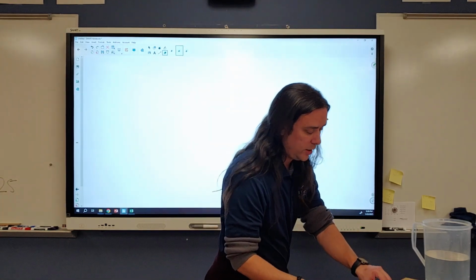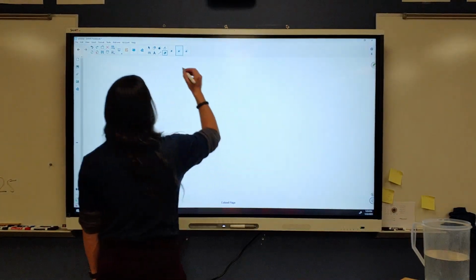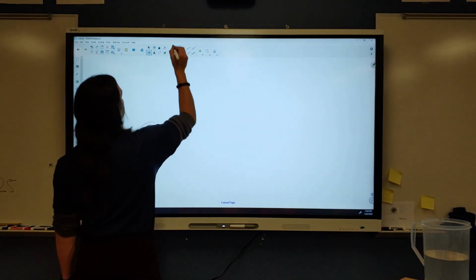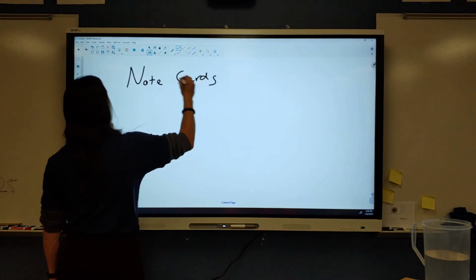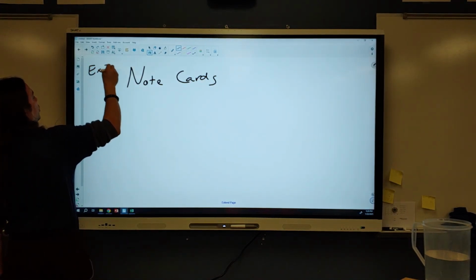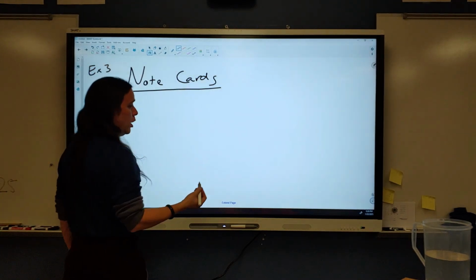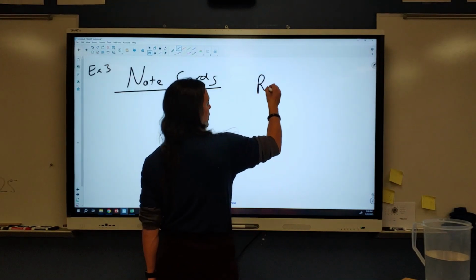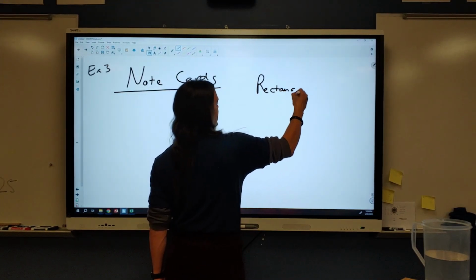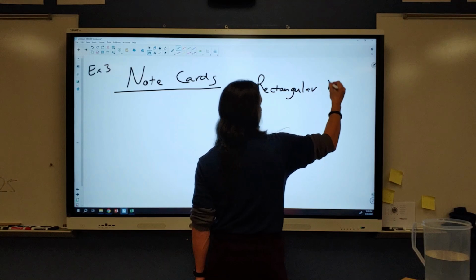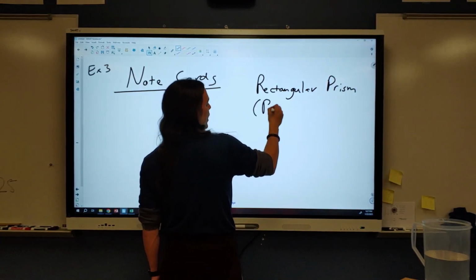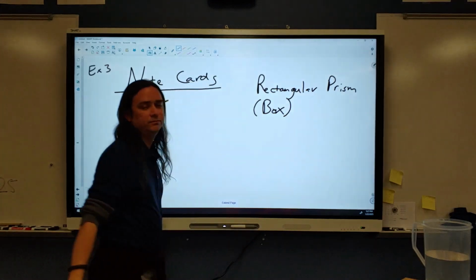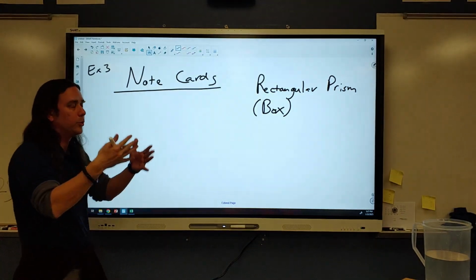Okay, so here's what I've got. Note cards. And this is example 3. So on this, the shape that we are dealing with is technically called a rectangular prism. Now that's the fancy talk. The regular talk is it's a box. It's a rectangle, basically, except in 3 dimensions.